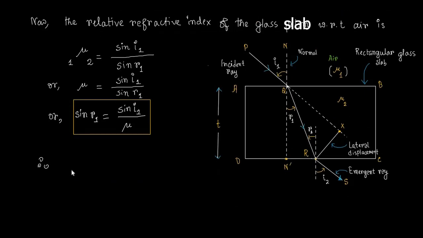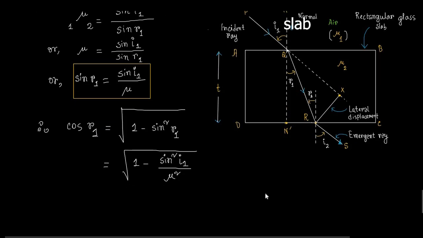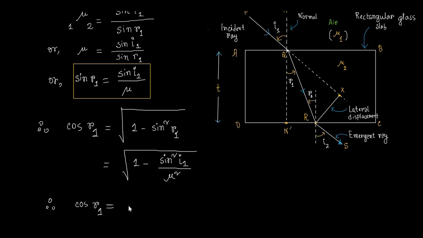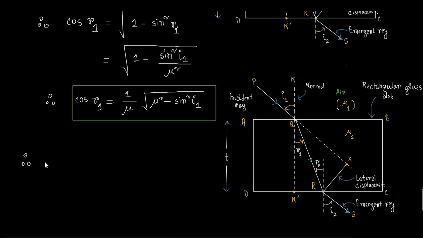Now we can find the expression of cos R1. Cos R1 is equal to the square root of 1 minus sine square R1, which is equal to the square root of 1 minus sine square I1 divided by μ square. Therefore, cos R1 has the expression 1 by μ into the square root of μ square minus sine square I1.